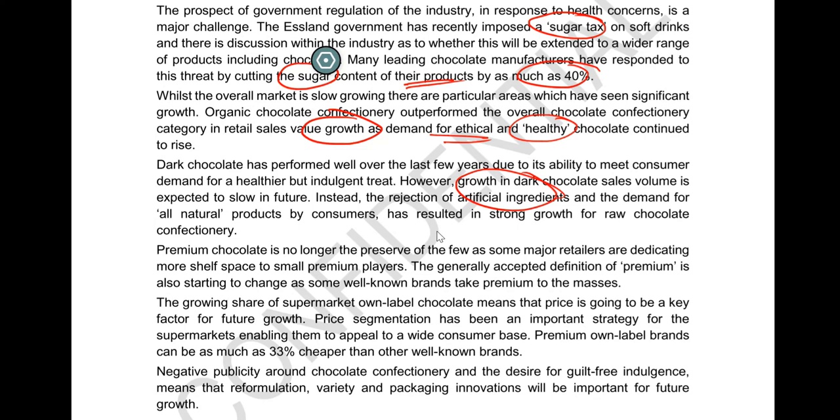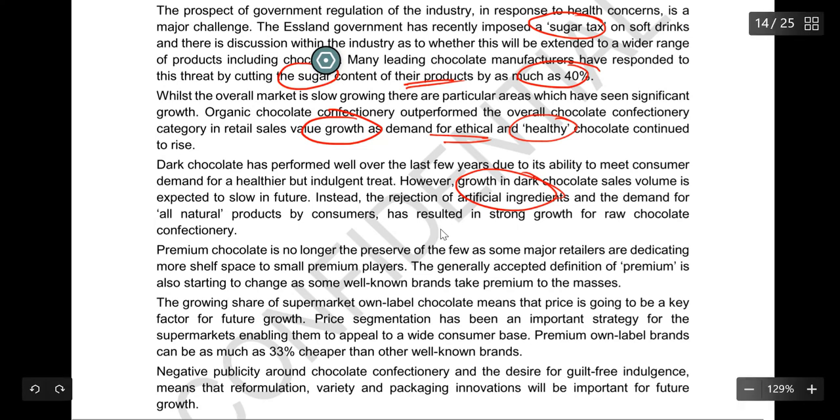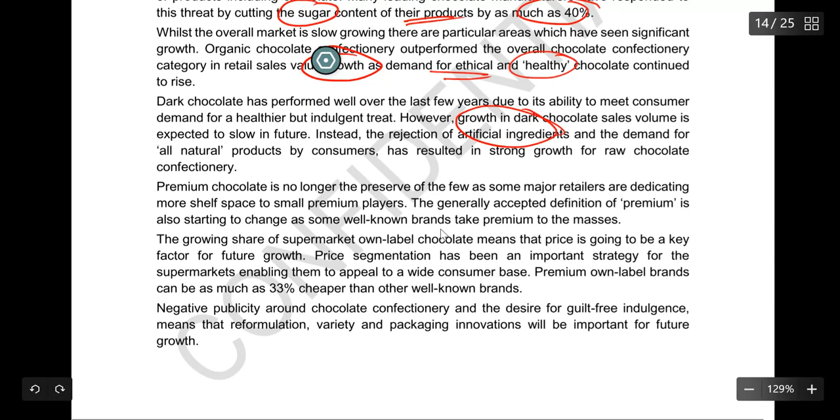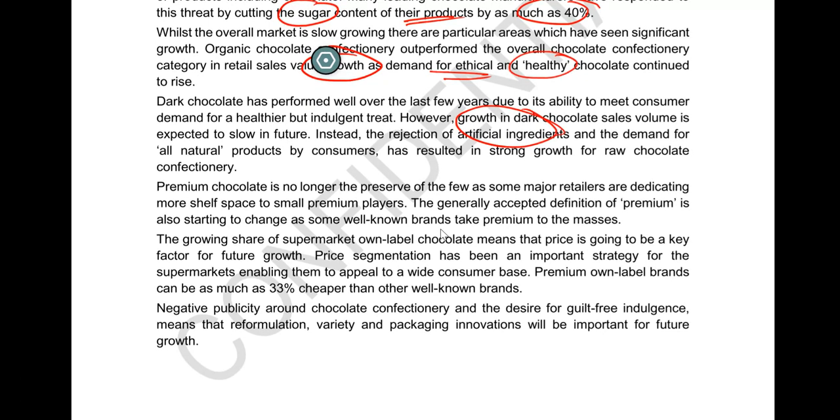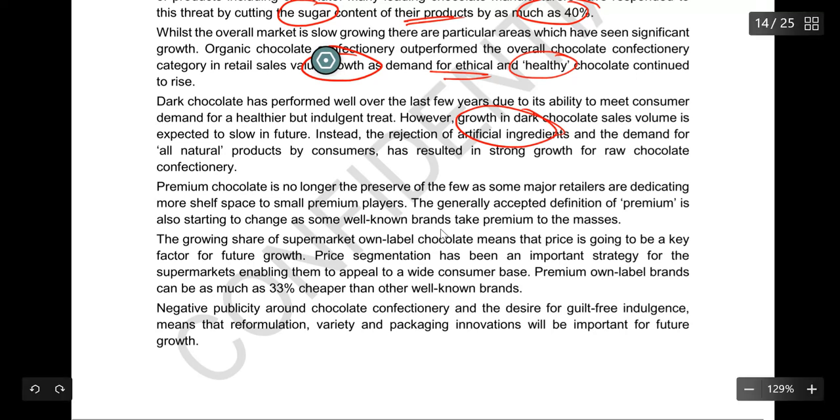The demand for all natural products by consumers, that is organic products, has resulted in strong growth of raw chocolate confectionery. Premium chocolate is no longer the preserve of a few, as major retailers are dedicating more shelves to small premium players. So competition has increased here. So students, I can just mention the five forces analysis that you need to keep in mind. The generally accepted definition of premium has also changed as well-known brands take premium to the masses.